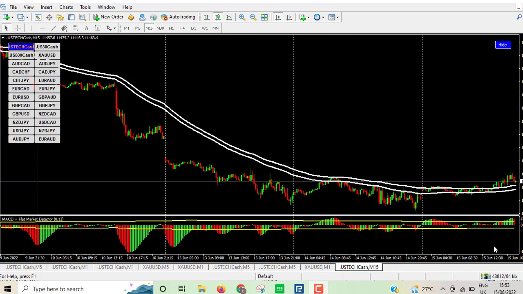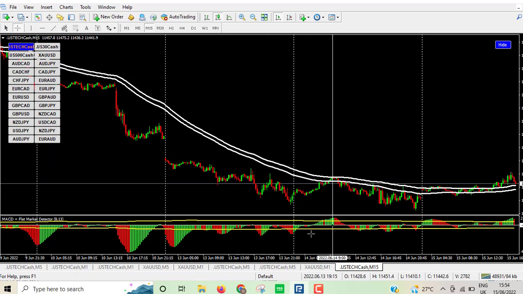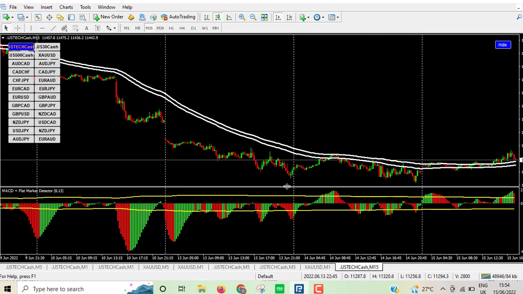All right, let's move on to today's strategy. As you can see on my screen, I have two indicators, MA on the main chart and MACD below. The indicator window is called a MACD flat dictator, market dictator. Let me enlarge it a bit.